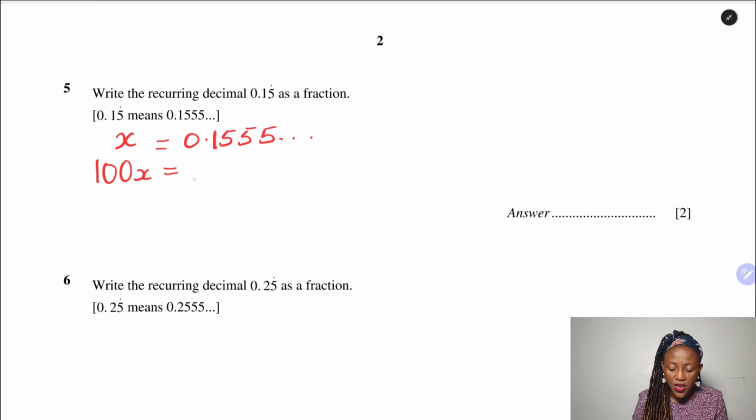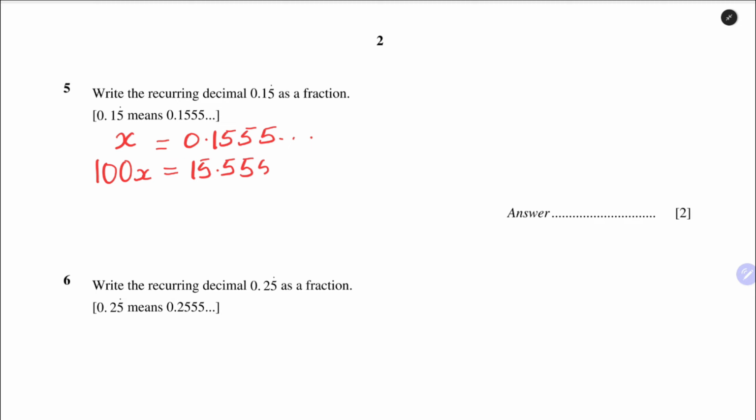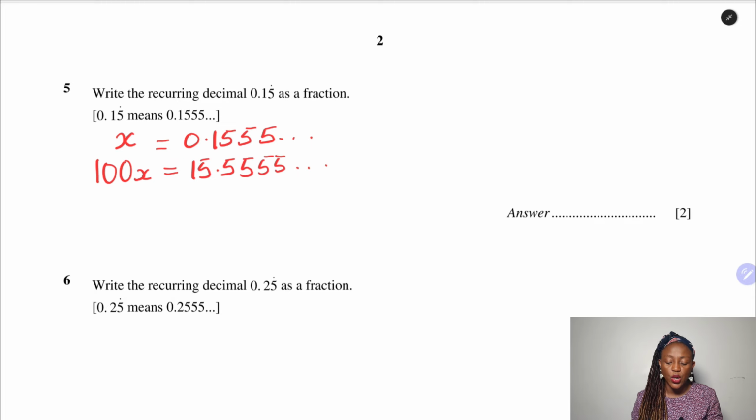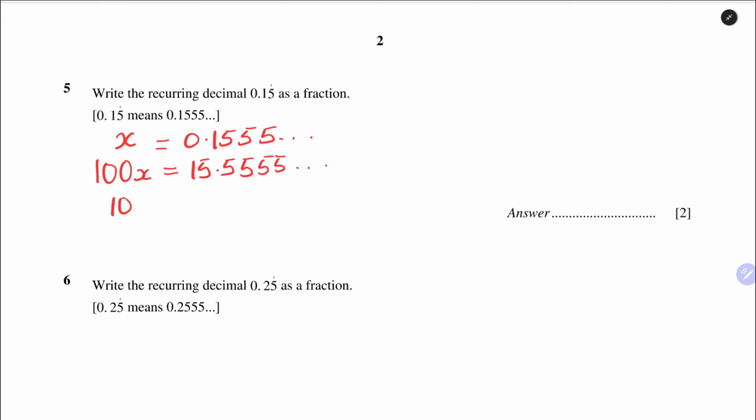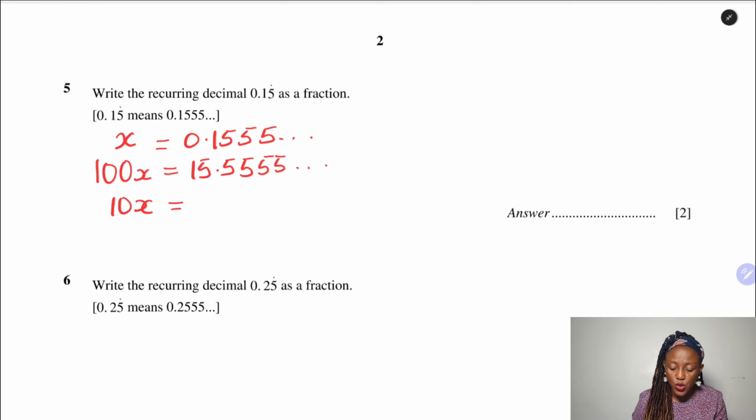So 100x is going to be 15.5555 and so on. Then we also look out for 10x. What's 10x going to be? 10x is going to be 1.5555 and so on. Now, what we would do is we're going to subtract these values.